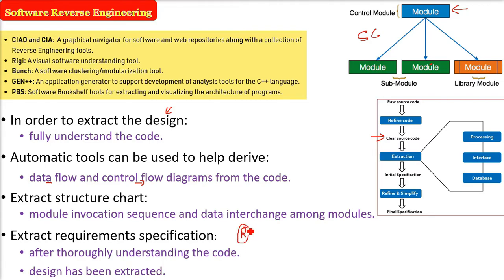Because once you understood the code, the design has been extracted, the next important task is to find out the requirement specification, and this requirement specification will be the basis for the forward engineering. Okay, so specification is the key, and they may not be that true to what the old system might have had, but depending upon the design you have learned, these are the specification.